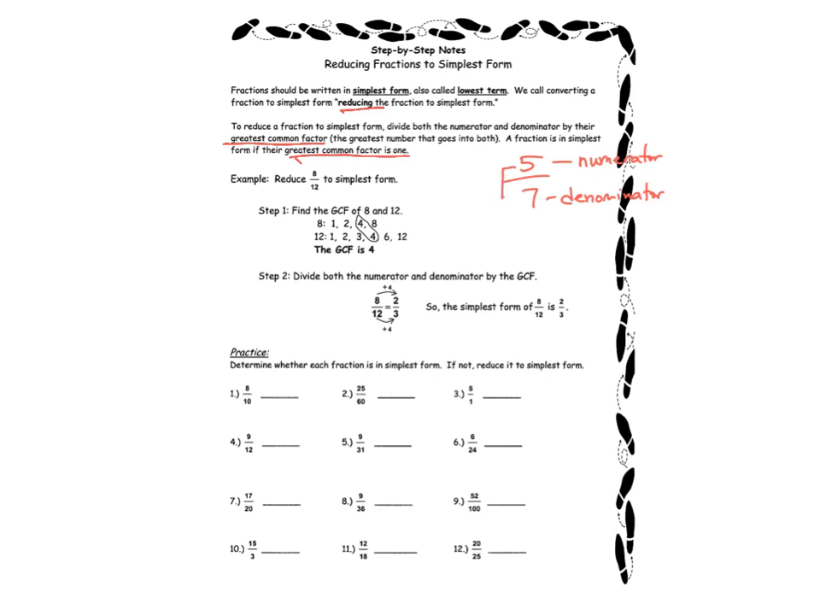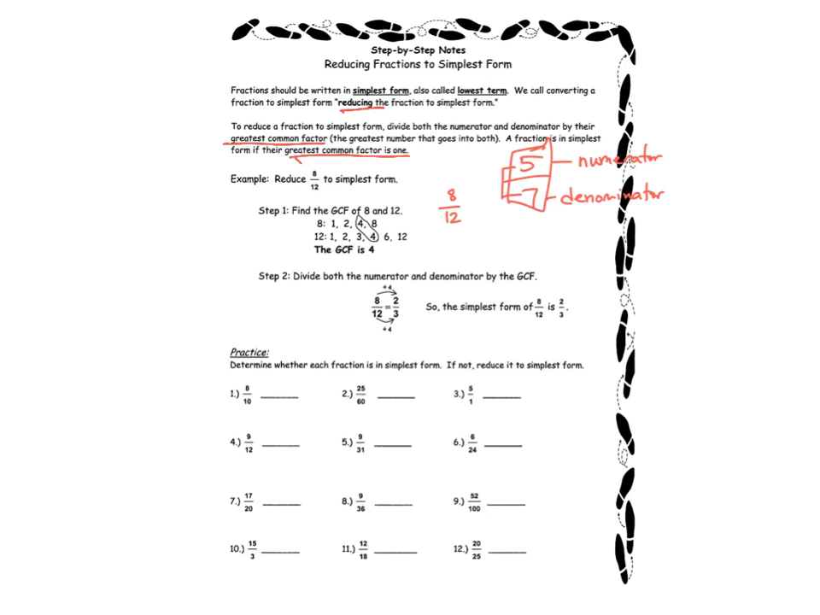If you look at these two numbers, the only number that will go into 5 and 7 is 1. So 5/7 is in simplest form. It won't simplify anymore. Now if we are reducing 8/12, we know 1 will go into both of them, but that's not our goal. We want to find the biggest number that will go into both of them.